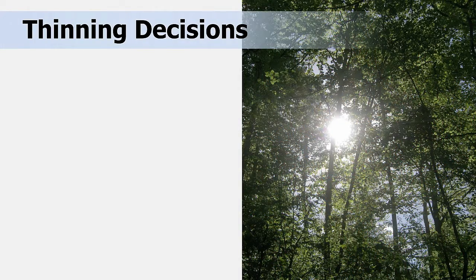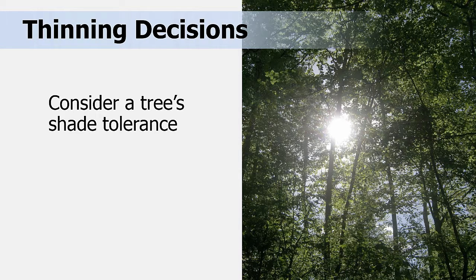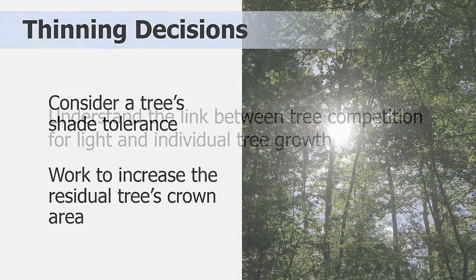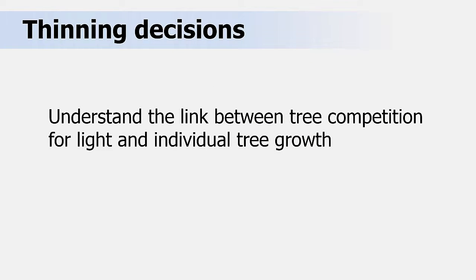To make thinning decisions that will have a positive impact on a timber stand, forest managers need to consider how a tree's shade tolerance influences tree growth and development. The intent is to work to increase the residual tree's crown area so that it can capture the new resources made available by cutting competing trees. Understanding the link between tree competition for light and individual tree growth can inform approaches for making tree thinning decisions.